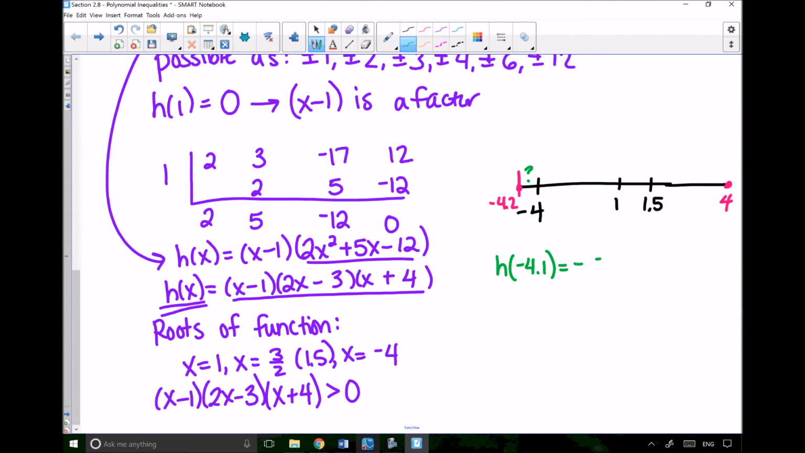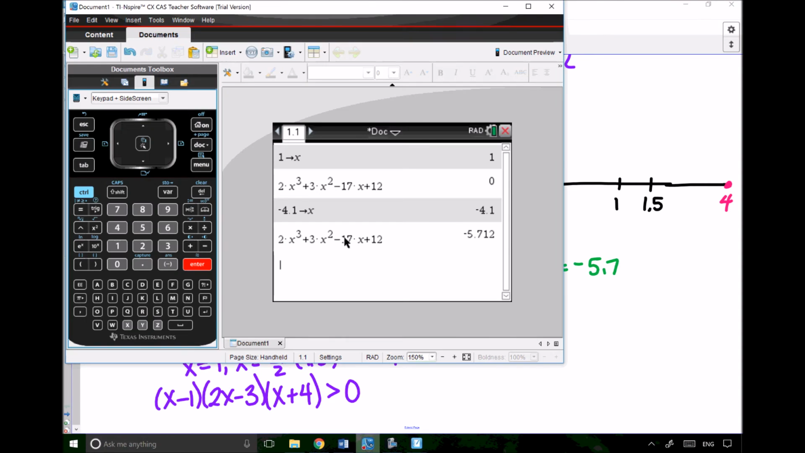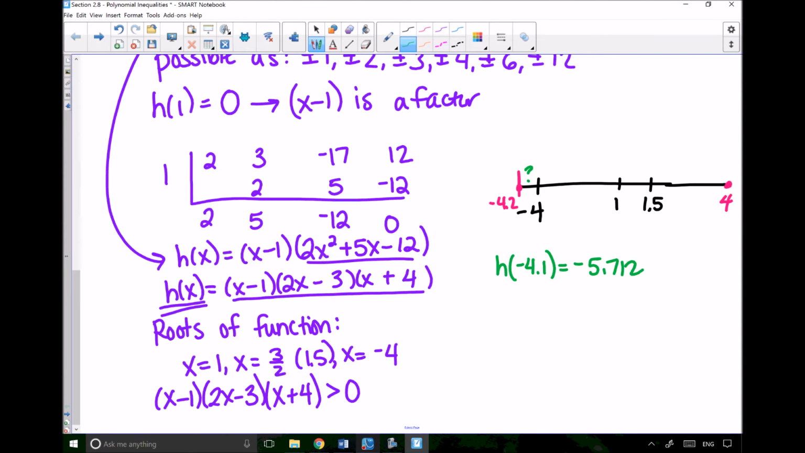So this right here is negative 5.12. So I know that this is going to be a negative value. Anywhere between negative 4.2 and negative 4, I'll have a negative value. I only have to test one in between because this will tell me where my graph is. These values right here tell me where my graph is going to switch from positive to negative.